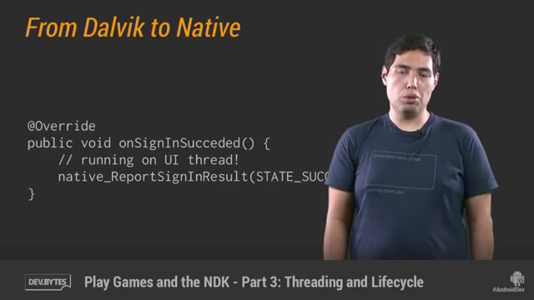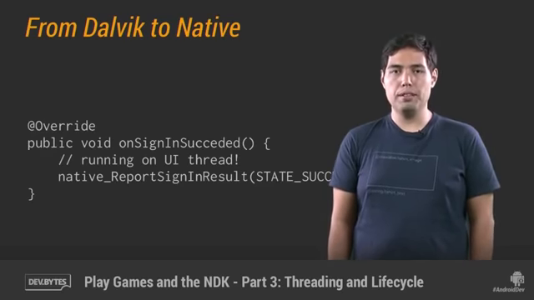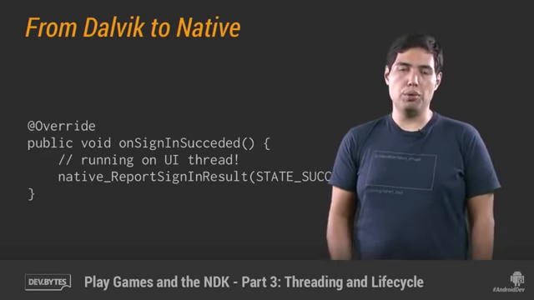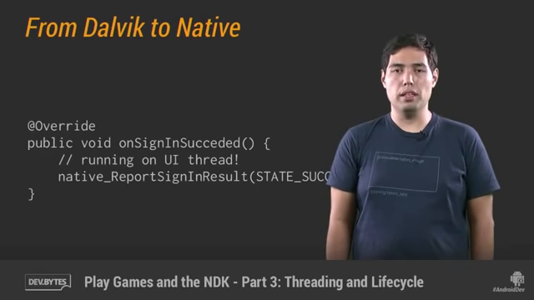But now, how do you actually do the opposite? How do you call from Dalvik to native? When you call from Dalvik to native, all you have to do is declare a native method in your class, and then implement the corresponding native method. So, for instance, here we are reporting that the sign-in has succeeded into the native code.